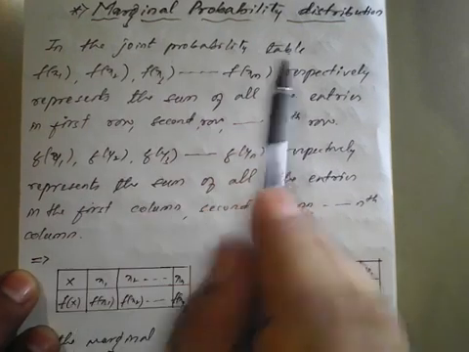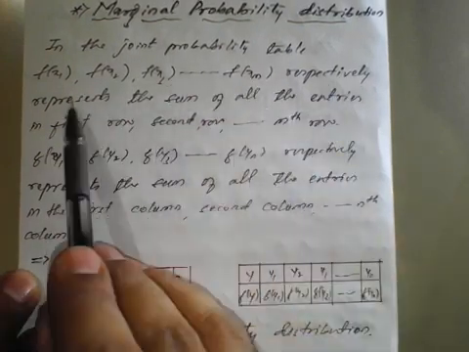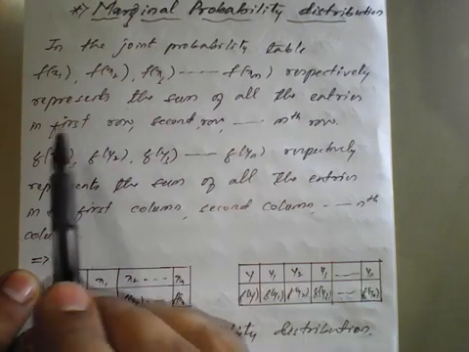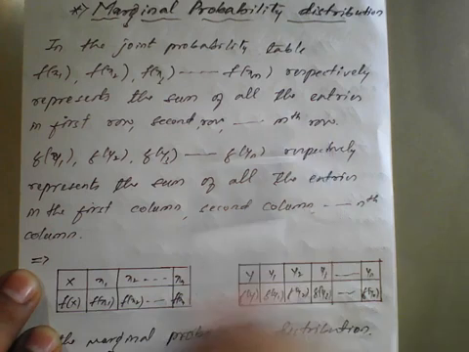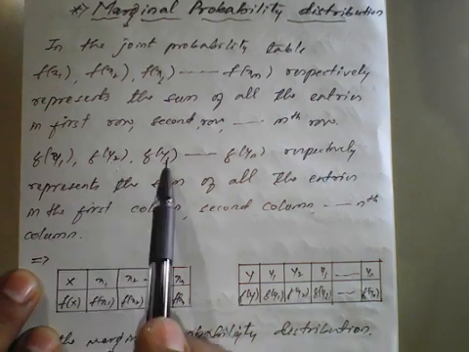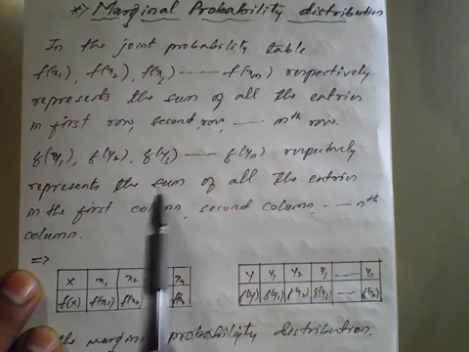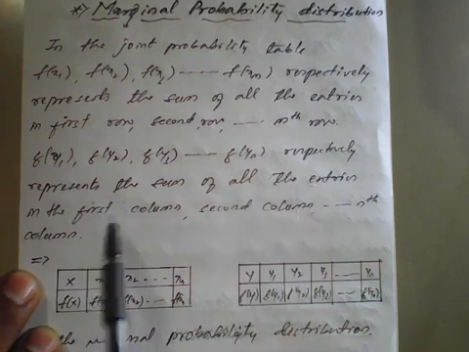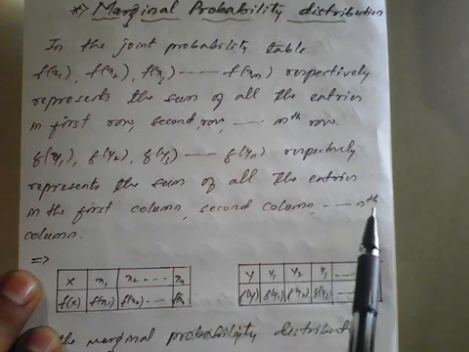So, marginal probability distribution in a joint probability table: f of x1, f of x2, f of x3 and so on up to f of xm respectively represent the sum of all the entries in the first row, second row, third row and mth row, and g of y1, g of y2, g of y3 and so on up to g of yn respectively represent the sum of all the entries in the first column, second column, and so on, nth column.